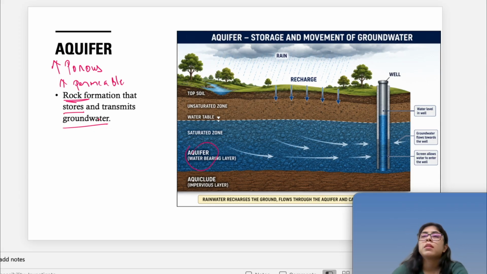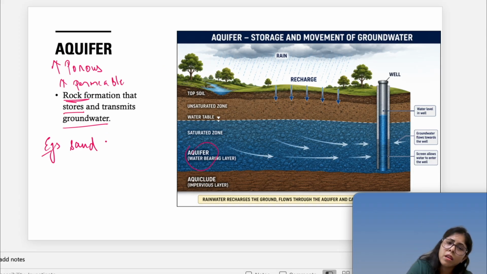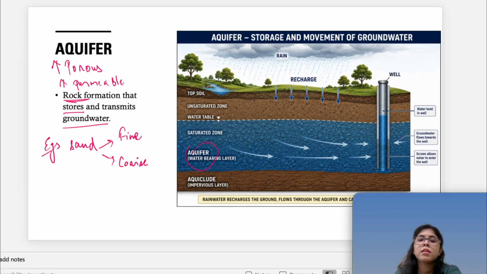That means it stores water and we can also remove or gain water from it, right? So it's highly porous, highly permeable. For example, sand is highly porous, highly permeable. Both types of sand, fine as well as coarse. So this is what aquifers are.